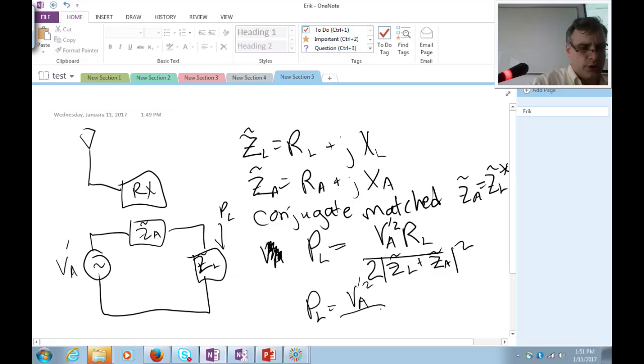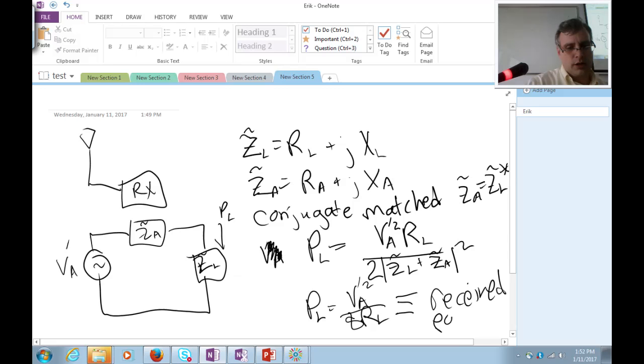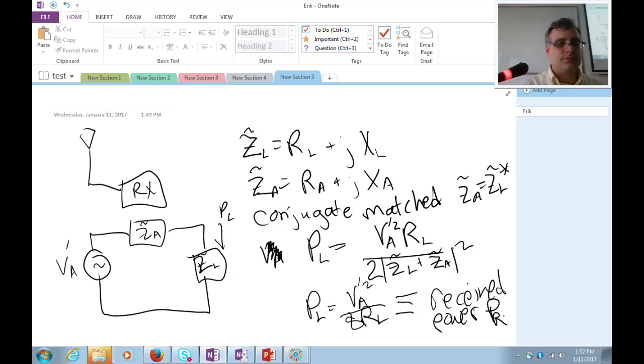And under this match condition, this simplifies to VA squared over 8RL. And I define this to be received power, P sub R. This is the maximum amount of power that you can suck out of an antenna, right? Under the matched condition.